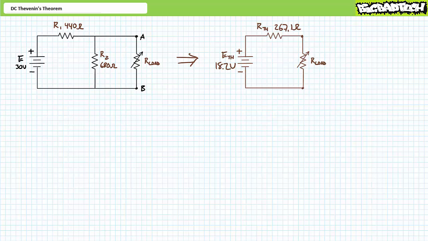If everything I've been telling you is true, the Thevenin's equivalent circuit should behave exactly the same as the original circuit, and the variable load resistor should be none the wiser to the substitution. Let's see if this is the case.